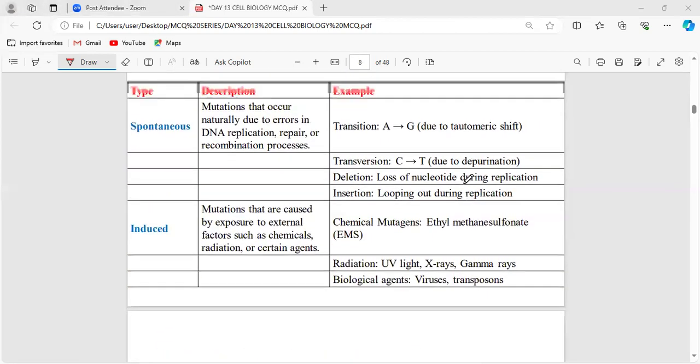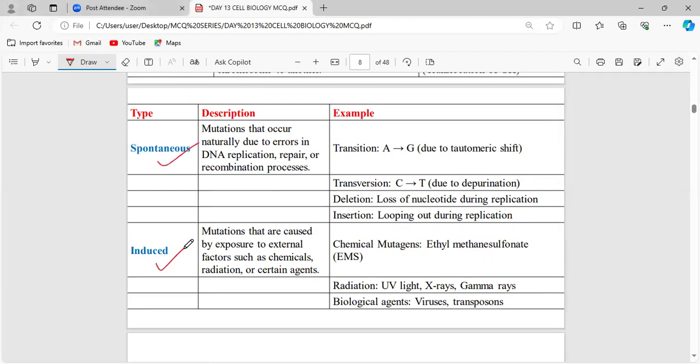Now, the next topic: spontaneous mutation and induced mutation. Here, the mutation occurs spontaneously, that is naturally. That means if there is any problem in the DNA replication, if any mistake is made by the DNA polymerase, it results in a mutation. That mistake has to be repaired. If the repair does not occur, it once again results in a mutation, or in the recombination process. This is what a spontaneous mutation is.